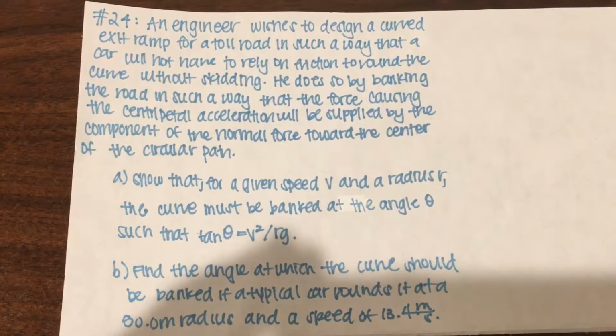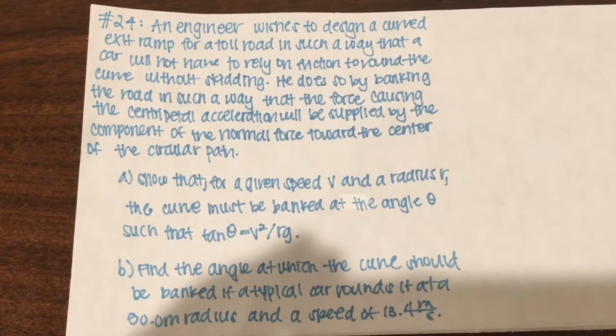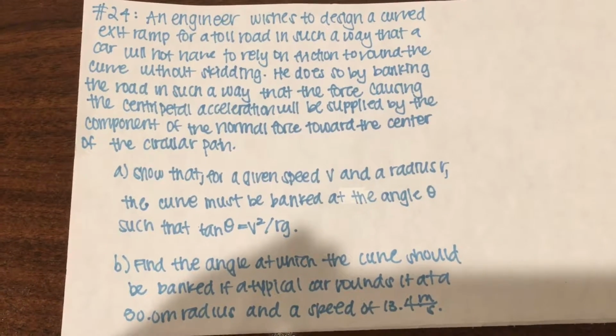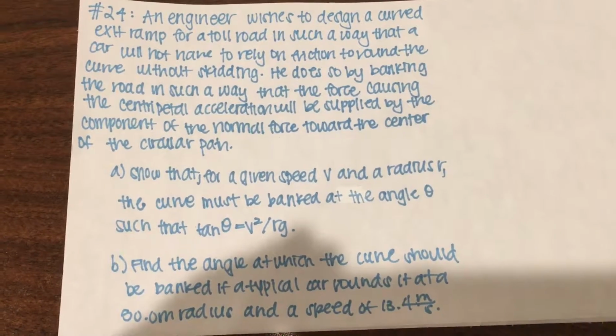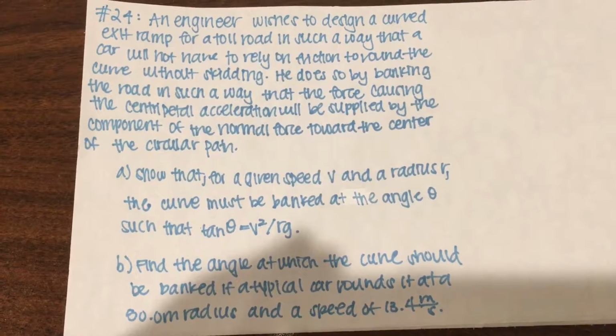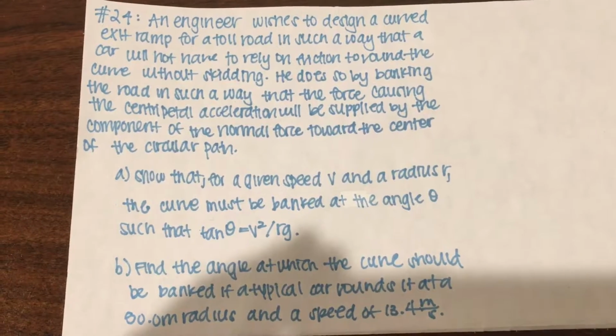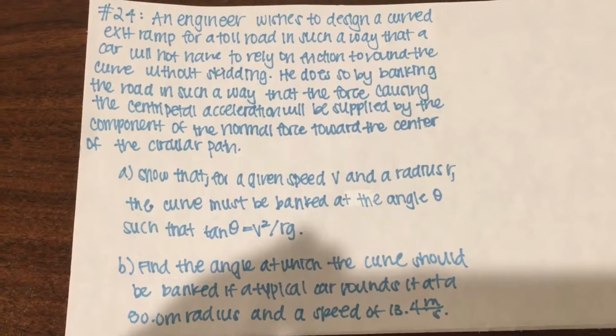Number 24. An engineer wishes to design a curved exit ramp for a toll road in such a way that a car will not have to rely on friction to round the curve without skidding. He does so by banking the road in such a way that the force causing the centripetal acceleration will be supplied by the component of the normal force toward the center of the circular path.